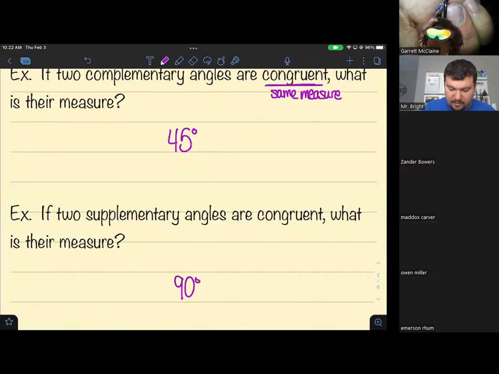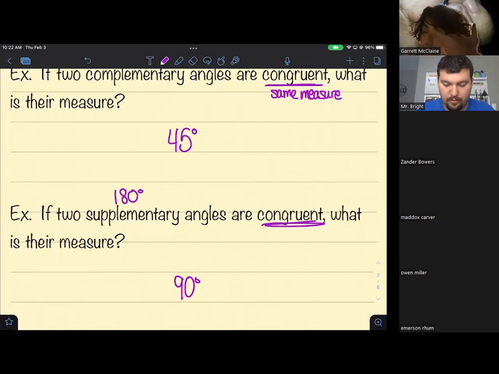Yeah, because supplementary, this is where Xander was kind of thinking. Supplementary means they add up to 180 degrees. Congruent, again, means they're the same size. So if two angles are equal to each other and also add up to 180, 180 divided by 2 is what you would do there, and that's going to be 90.